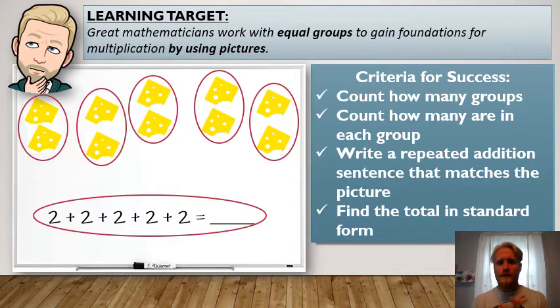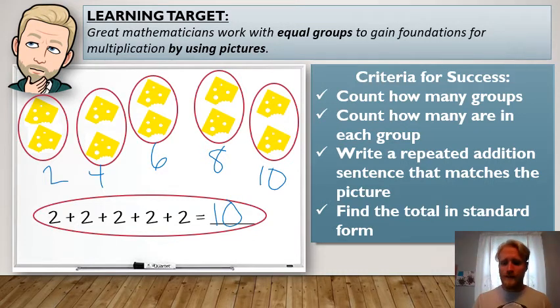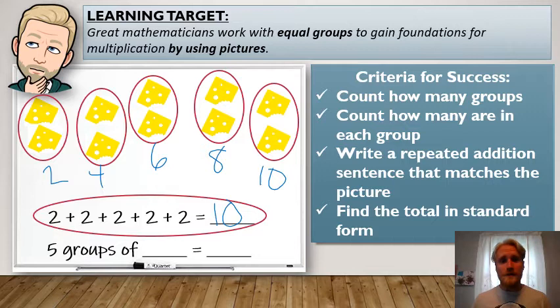All right, so what is the total of 2 plus 2 plus 2 plus 2 plus 2? Well, we could use some basic skip counting. 2, 4, 6, 8, 10. So our total is 10. To fill in the blank, 5 groups of 2, nice, equals 10. All right, way to go, guys. You must have eaten some cheese already because you're really on fire this morning.